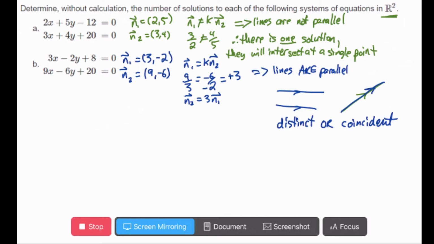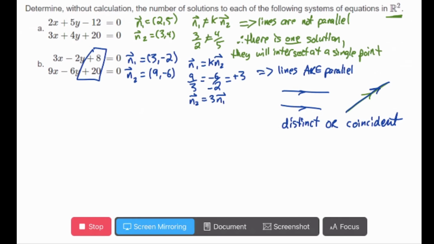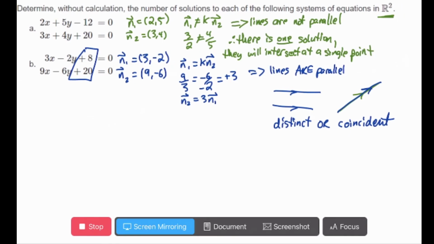So we're going to go back to our equation, and we're going to look at these values right here. And if line 1 and line 2 are scalar multiples of each other, then these will also have to have the same scalar multiple value of k. So let's take a look at our values. Here I did my n2 value over my n1 value, so my value from line 2 over my value from line 1. So I'm going to do the same thing here. 20 divided by 8. And what do we notice here? This does not equal 3.